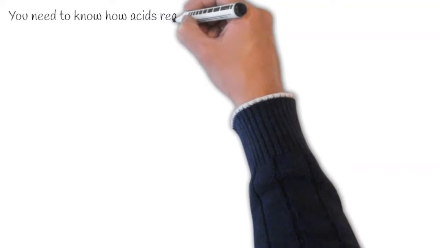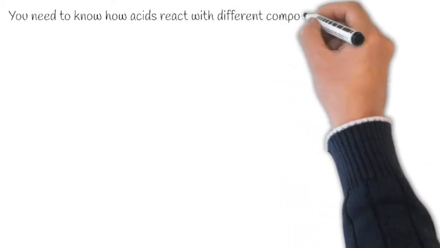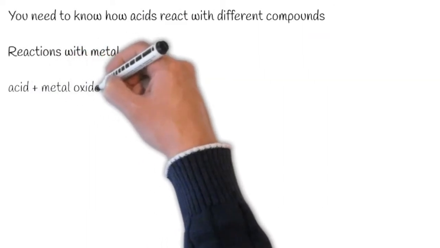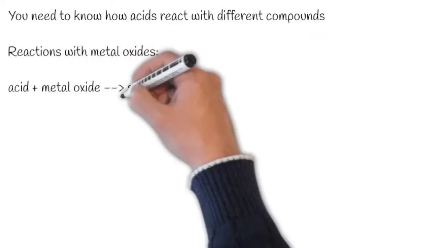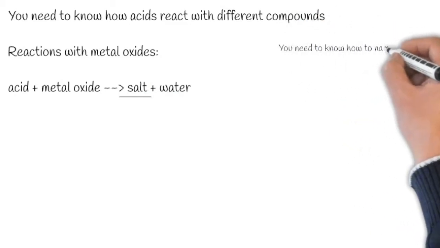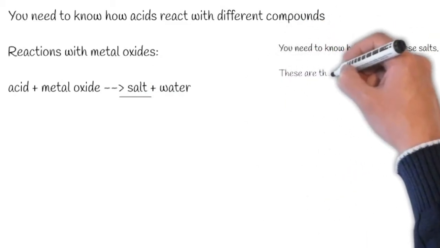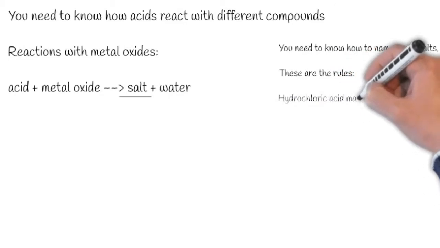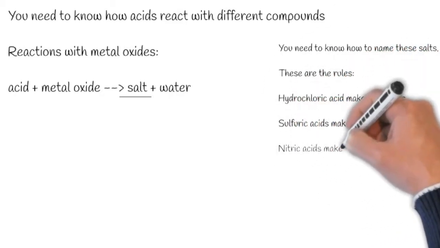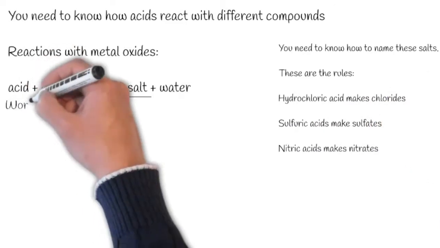You need to know how different acids react with different compounds. Let's take a look at how they react with metal oxides. You have to remember that an acid plus metal oxide makes salt plus water. We also need to know how to name these salts. There are a few rules. Hydrochloric acids make chlorides, sulfuric acids make sulphates, and nitric acids make nitrates.